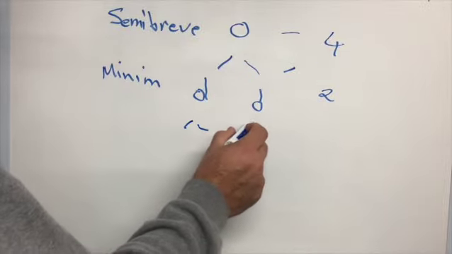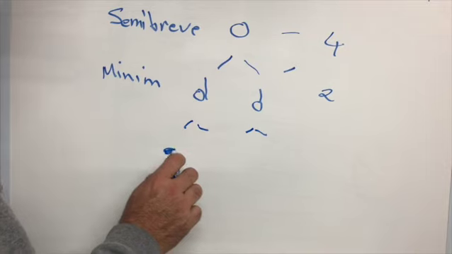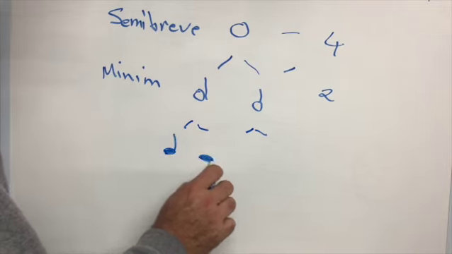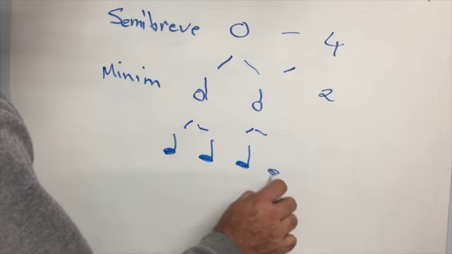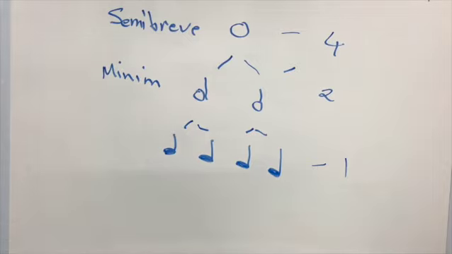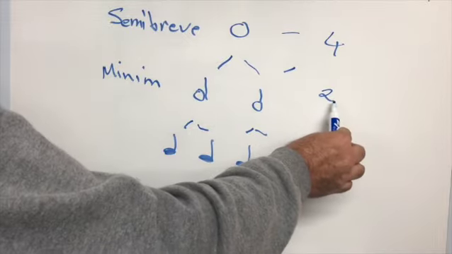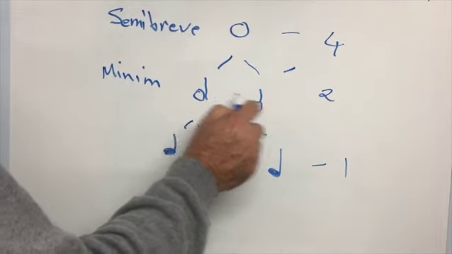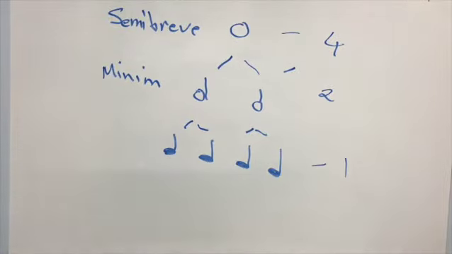Dividing these guys in half, the minims in half, we color them in with a stem. Exactly the same as the ones above, except they're coloured in. They're worth one count each. One plus one equals two. Two plus two equals four. So each line here equals four.